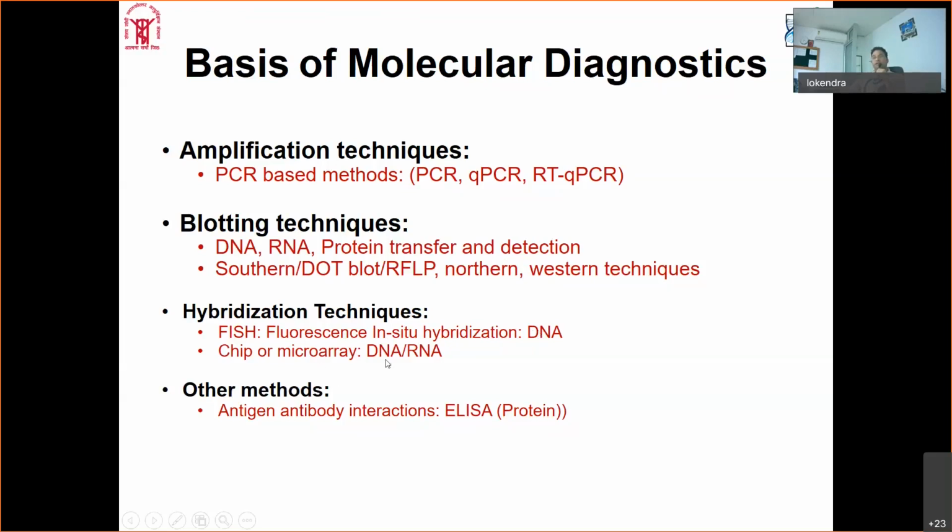Chip or microarray is a more advanced method in which high-throughput identification of various gene sequences is possible, whether for sequencing purposes or for detecting gene expression profiling. So these are examples of hybridization techniques. Other methods can involve ELISA, which is very common. I think everybody knows that it is the antigen-antibody interaction.